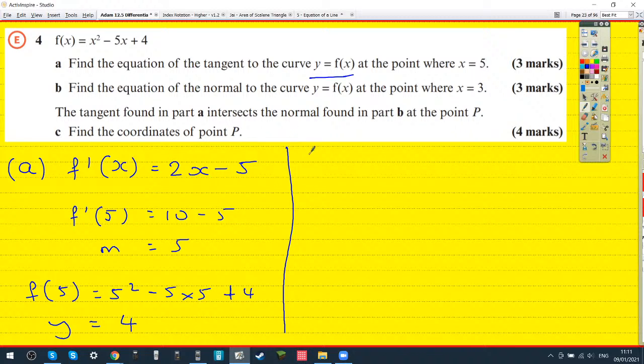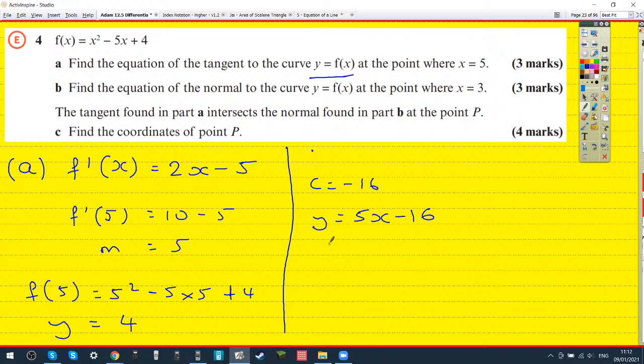So it'd be 4 equals 5 times 4 plus c. So they'll give you 4 equals 20 plus c. And then you minus 20 on both sides. Which is minus 16. So minus 16 equals c. Okay. So the answer is y equals 5x minus 16. Yeah.